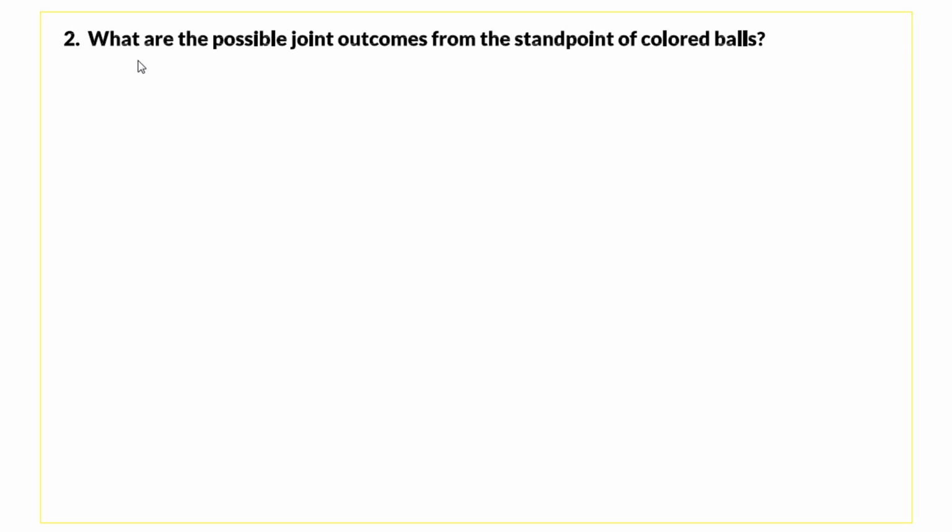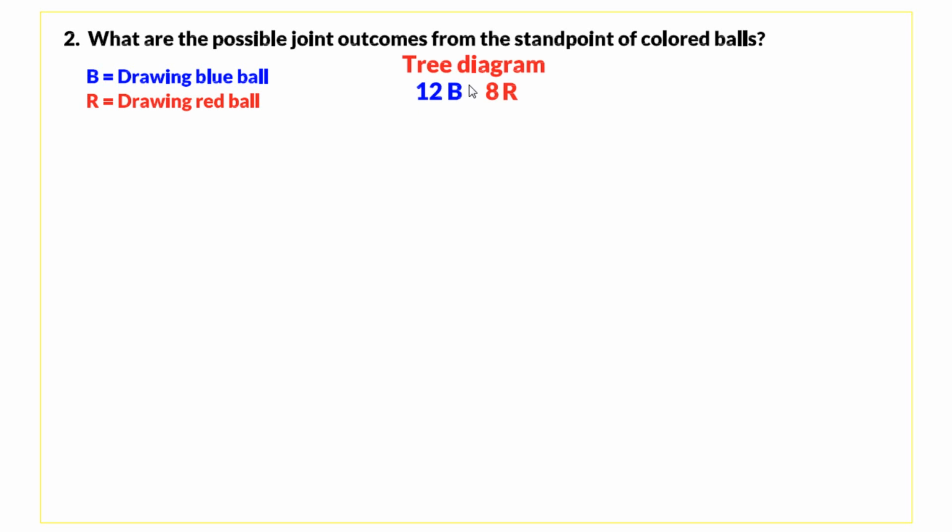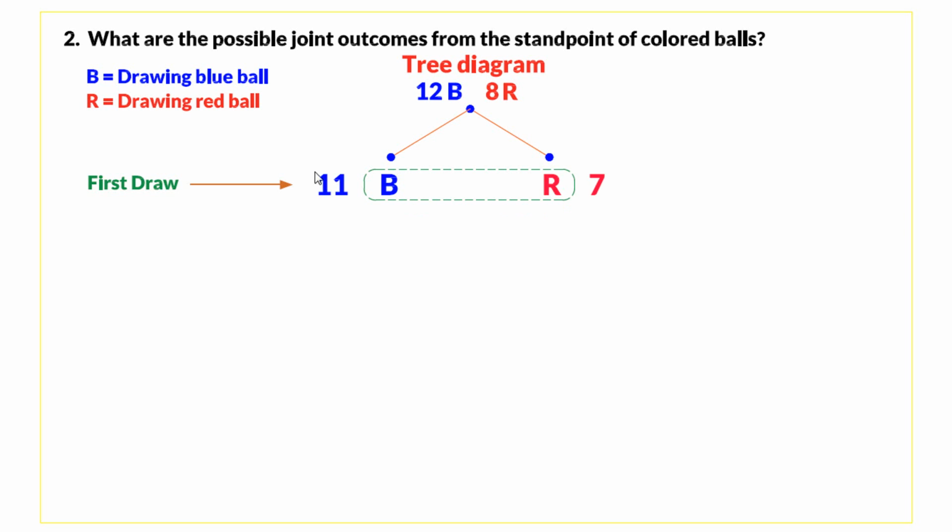Question number 2, what are the possible joint outcomes from the standpoint of colored balls? So let B represent drawing a blue ball and R represent drawing a red ball. We will use the tree diagram starting with the 12 blue and 8 red. So in the first draw we may get blue or red, and the remaining balls would be 11 blue and 7 red.